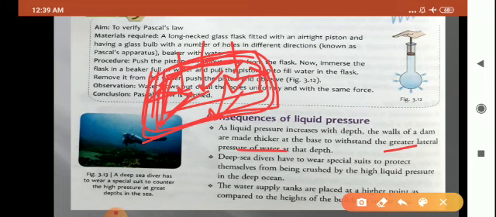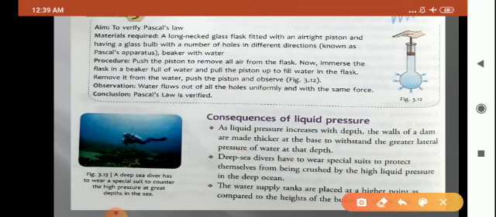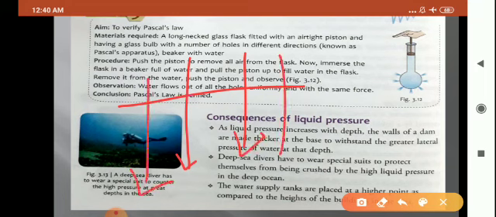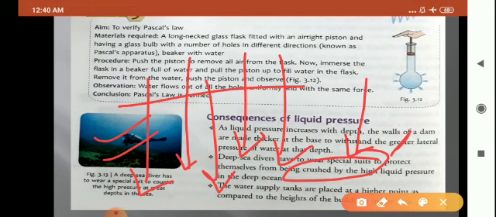Now, deep sea divers have to wear special suits to protect themselves from being crushed by high liquid pressure in the deep ocean. Now children, as I told you that as you go more deeper, more depth inside the ocean or river, more will be the pressure exerted by a liquid. So that is the reason these deep sea divers, they wear special suits. Okay, special suits they wear, क्योंकि जैसे जैसे वो water में नीचे depth में जाते जाएंगे, the more will be the pressure exerted by liquid over them.